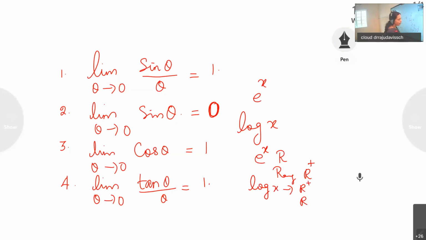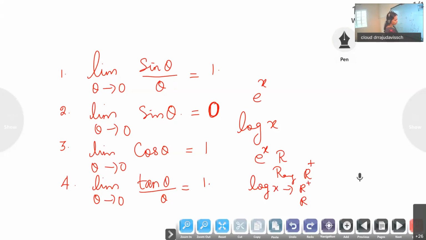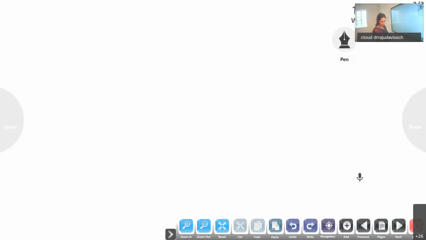Now here also we are going to learn two more formulas, children. Note down these two formulas. For the exponential function, limit x tending to 0, e raised to x minus 1 by x is 1.